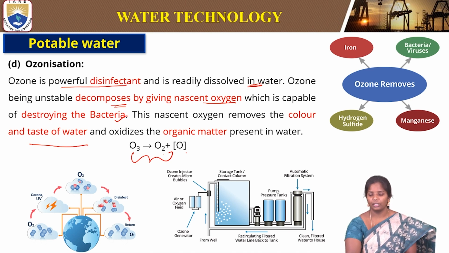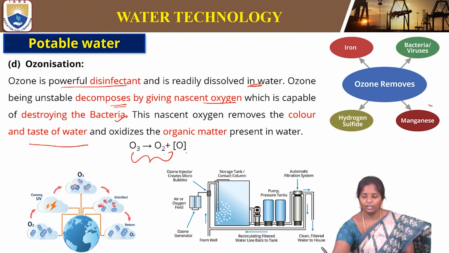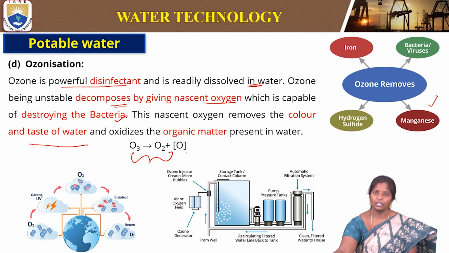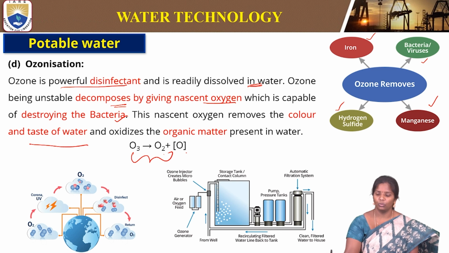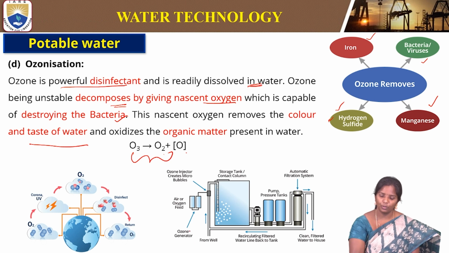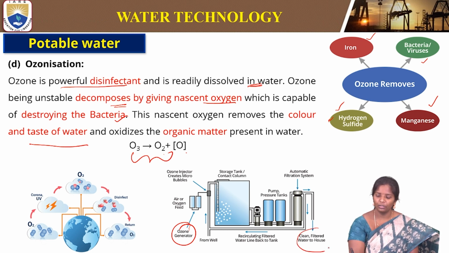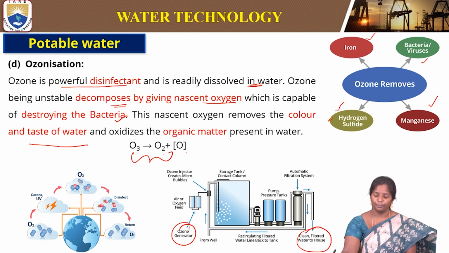It has the advantage that tough metals like manganese and iron can also be removed, along with bacteria, viruses and hydrogen sulfide, which is responsible for the rotten egg smell. Hydrogen sulfide can be removed using ozonization. This schematic shows the ozone generator and then pumping through the hard water, and the purified water is coming out from the apparatus.